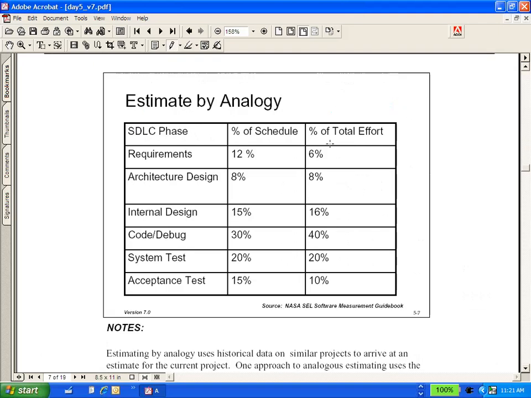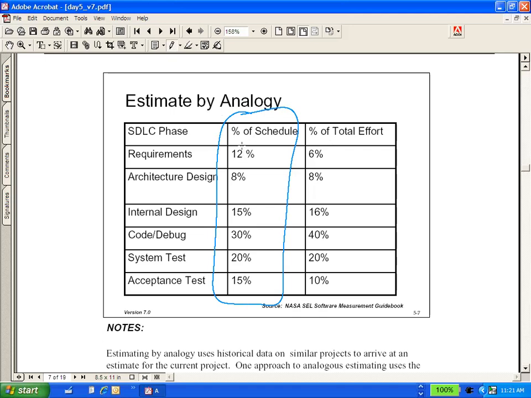We'll talk about WBS in chapter 6. And page 7 is an interesting page. If you were ever wondering about how long a project lasts in various phases of the SDLC, then this gives you an idea about it.